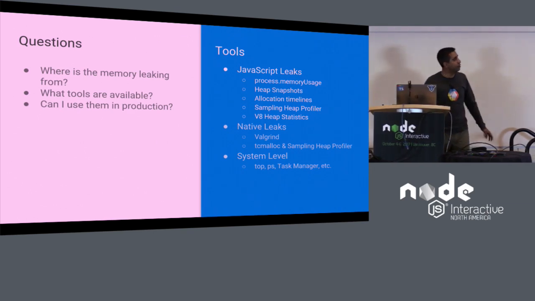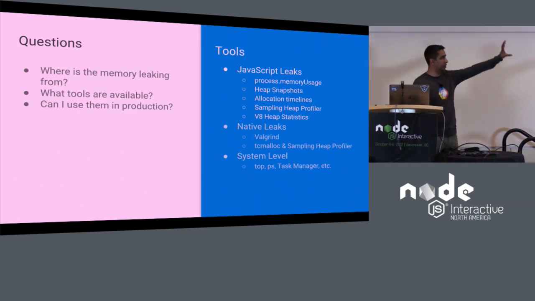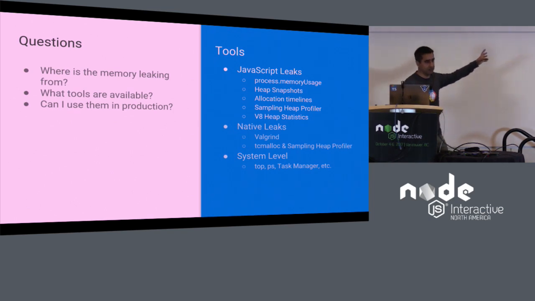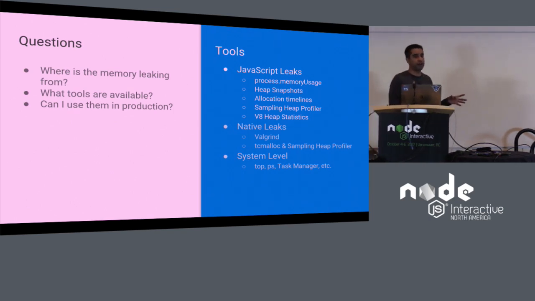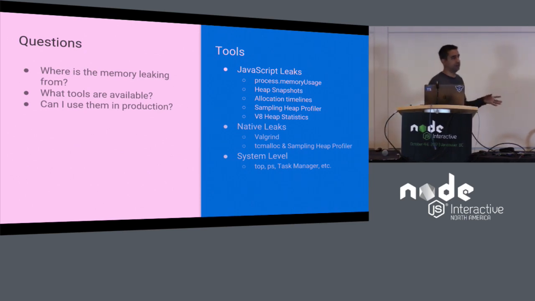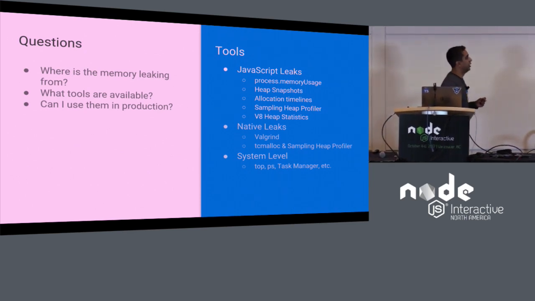And I'm actually going to focus more in this talk. I will cover native leaks and JavaScript leaks as well, but my main focus is JavaScript leaks, because I'm guessing most people are interested in JavaScript. Most people are writing JavaScript, and that's what you care most about. So first question, when you're leaking memory, where is it actually leaking?